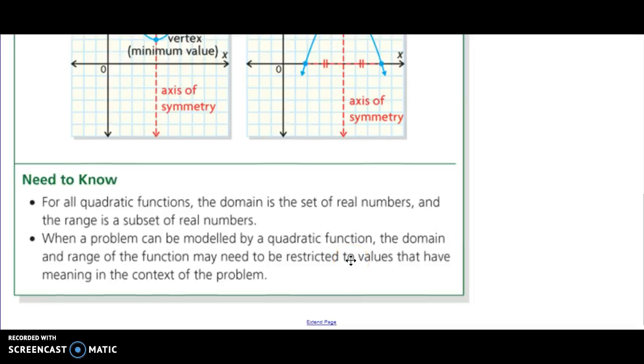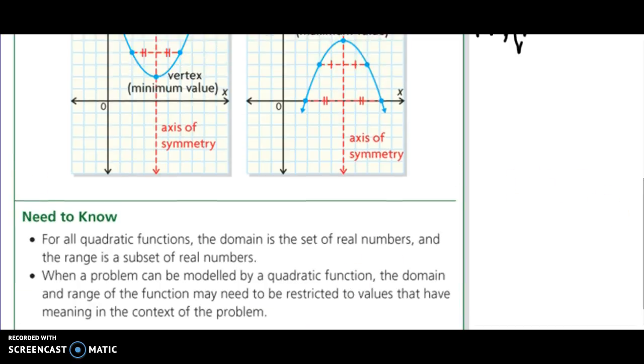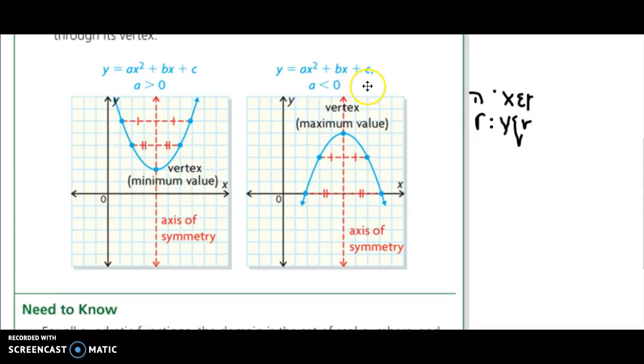And when a problem can be modeled by a quadratic function, the domain and range of the function may need to be restricted. If we're talking about a golf ball being hit in the air, it's not usually going to go into the negatives. The golf ball isn't going to go deep into the ground. So usually you would restrict your domain and range to just be greater than 0. Keep in mind your domain is all real numbers for x, and your range is all real numbers for y.